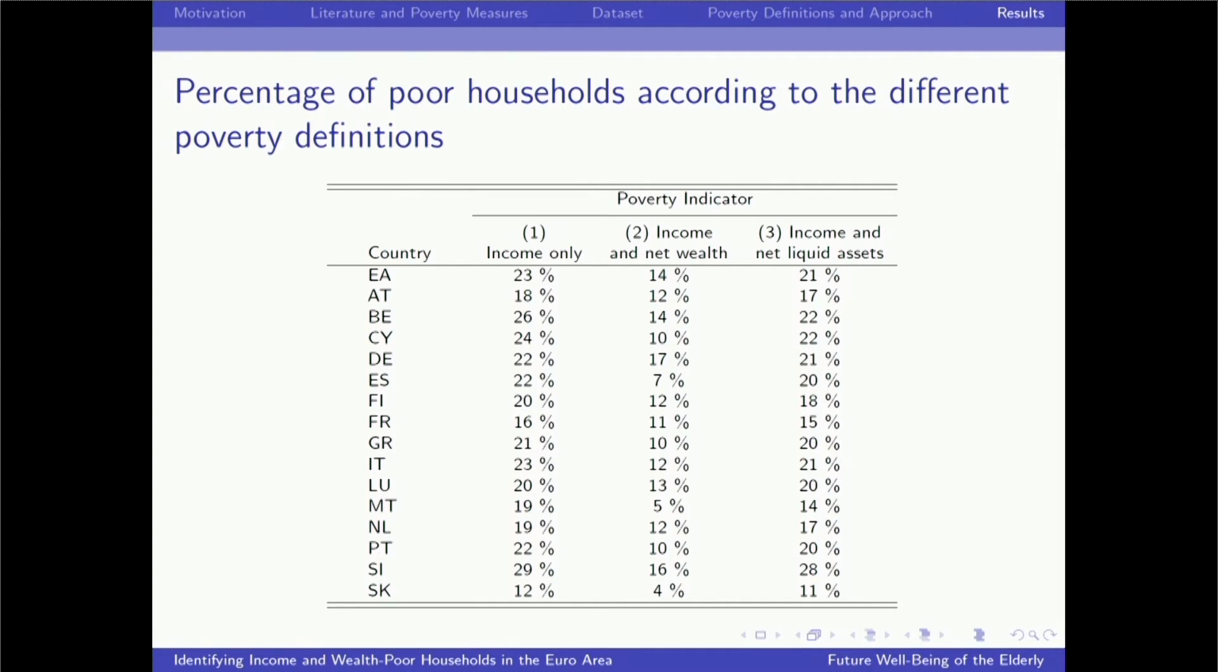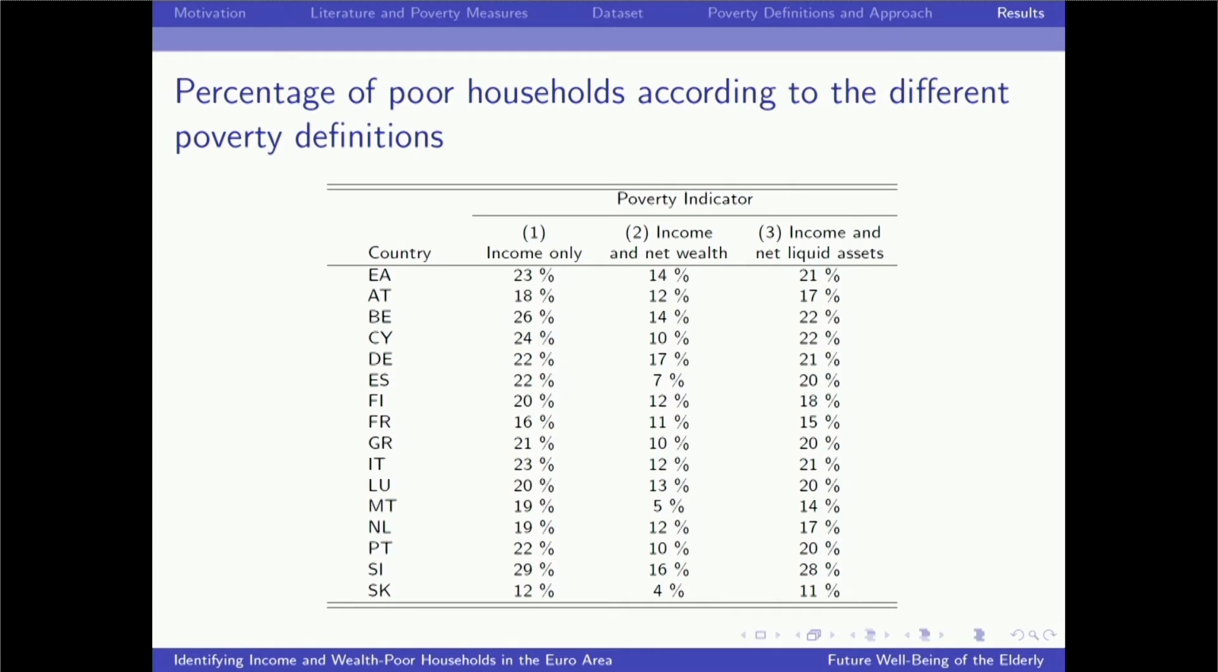And we also see that the percentage of retired household heads is higher among the poor compared to the overall population. So a really big share of retired persons is income poor. And that means that income poverty is definitely a problem of old and retired persons. Then when we go to the second indicator, when we move from the pure income measure to the income and wealth measure, the poverty rates decline. So older persons are more affected by income poverty than by wealth poverty.